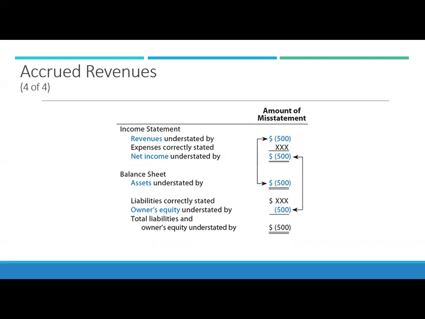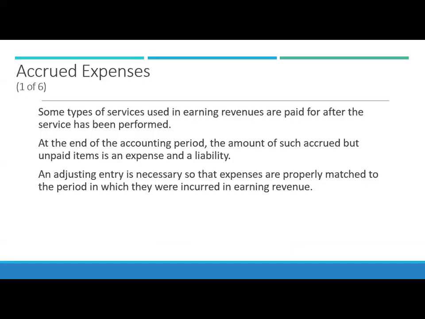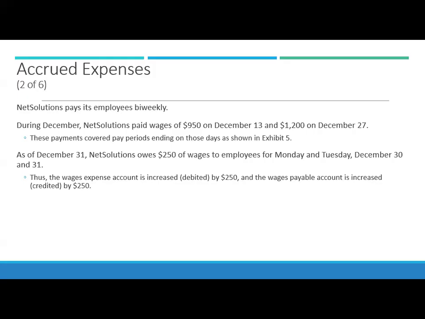So we're going to go over the amount of misstatement that would occur by omitting these journal entries as we go here. There's also accrued expenses, which are services used in earning revenues that are paid for after the service has been performed. And then we have an adjusting journal entry. We're going to go over the adjusting entry for wages paid.